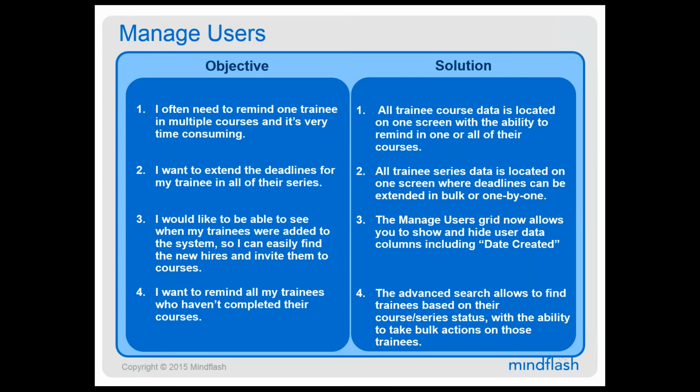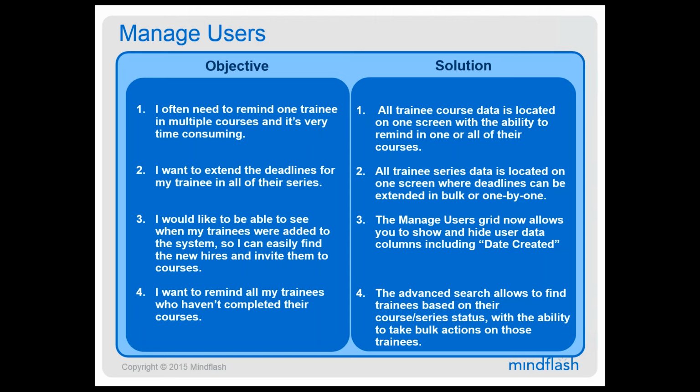And we see that the third use case we're solving for is providing more information about when trainees are added to the system, along with the more customizable view of the Manage Users Grid. We've heard for a while that it would be helpful to know when trainees were added to the system. Often administrators are in charge of adding the trainees, but trainers are the ones in charge of assigning the courses. So the trainers want to be able to easily find all the new people and then invite them to courses.